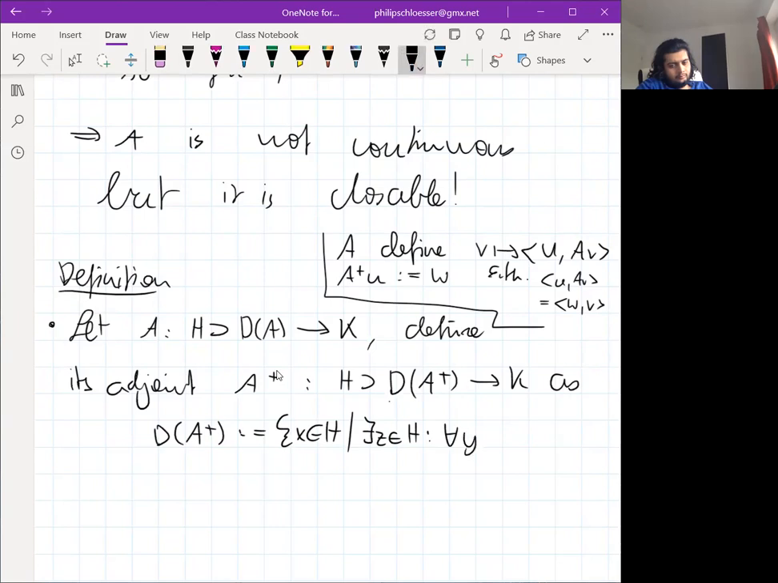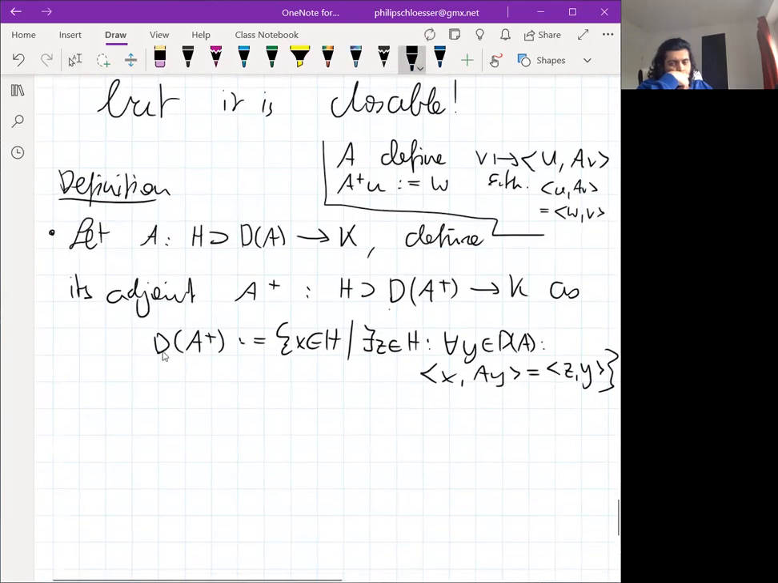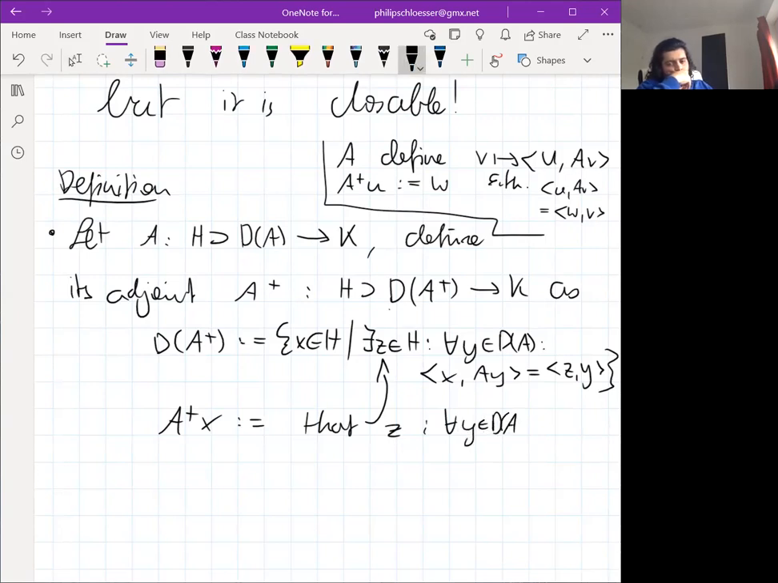Basically, we define it exactly in the way that we want things to behave. Define the domain of A dagger to be those elements of K such that this functional can be represented by a vector. And we define A dagger of X to be exactly that element Z, such that for all Y in the domain of A, the inner product of X with AY is equal to that of Z with Y.